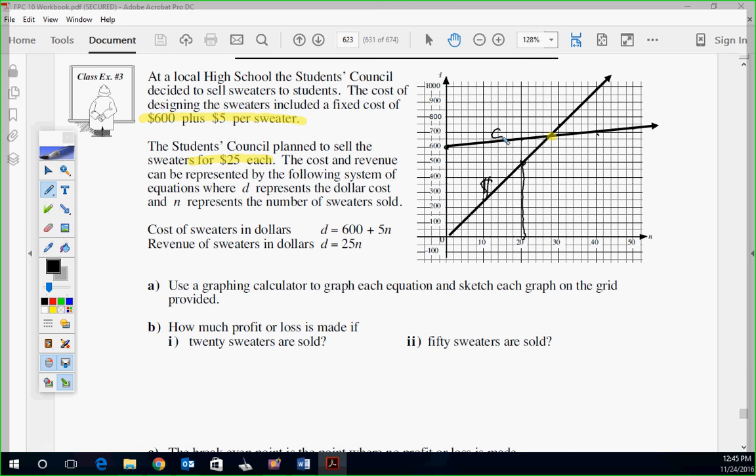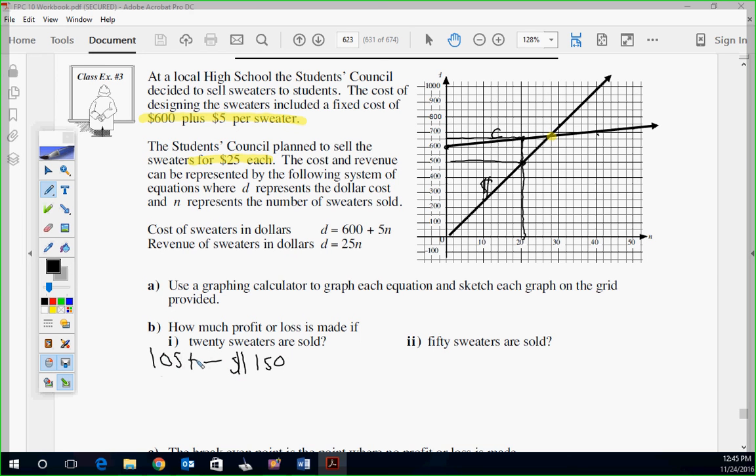For example, if I sell 20 sweaters, that makes $500. That makes sense? But that costs me $650. So I'm negative 150 in the hole still. Does that make sense? Okay, so 20 sweaters are sold. So you would lose, what did I say, 150? You'd lose $150.